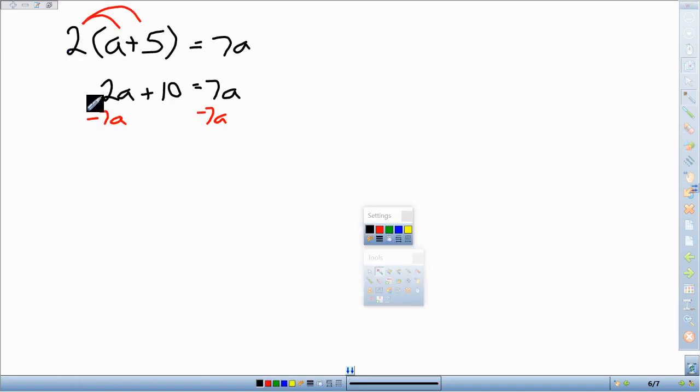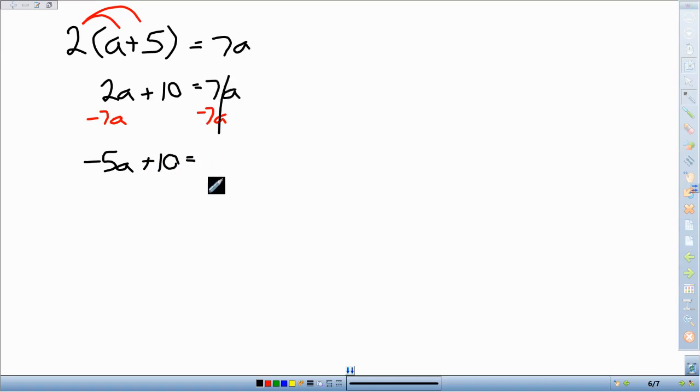Okay, so let's see what happens here. We have 2a minus 7a, which gives me a negative 5a. This 10 is still on the left, so we're going to bring it down. On the right, these are going to cancel, but I have to have something over here, right? So when everything on one side of the equation gets canceled or taken away, we're left with a 0.